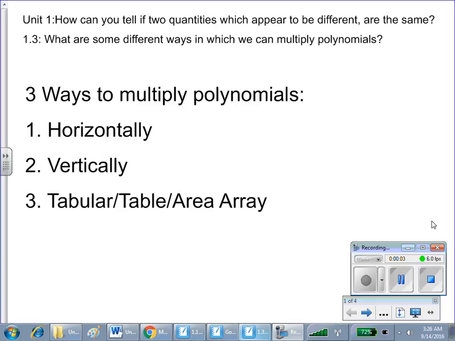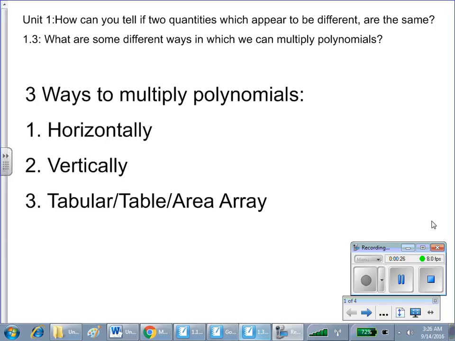Okay guys, this is lesson 1.3. The aim for this lesson is what are some different ways in which we can multiply polynomials. So we're going to talk about 3 different ways to multiply polynomials. One is horizontally. This is the way you probably know and have used. The second is vertically. This might be totally new to most of you.